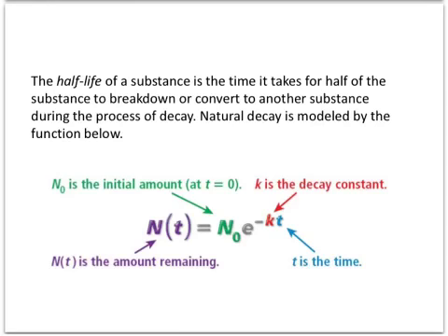Let's look at this equation. N sub 0 is the initial amount, how much you start with at time equals 0. k is the decay constant. t is the time, and N of t is the amount remaining. In most of these applications, we have to solve for k. Let's try one.